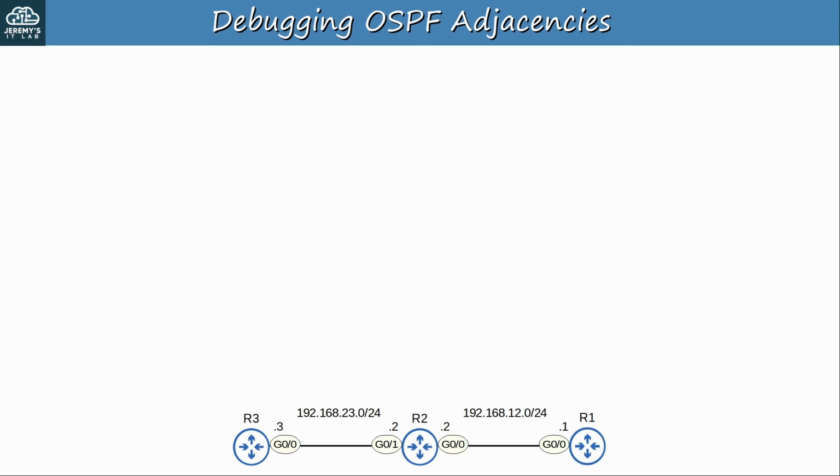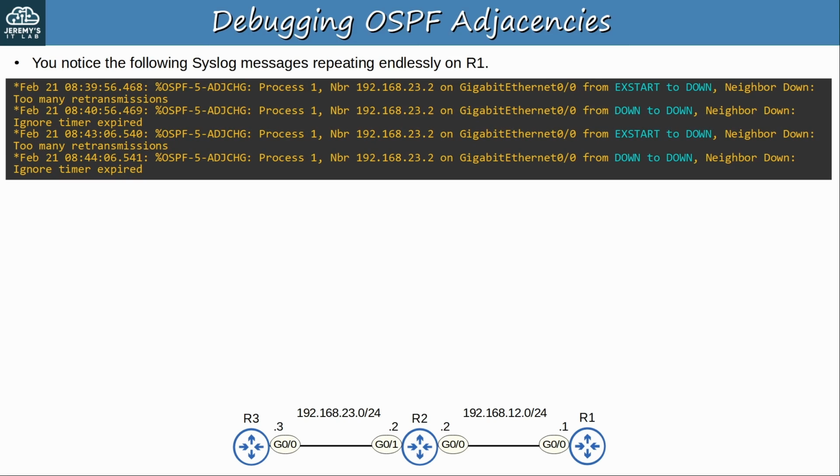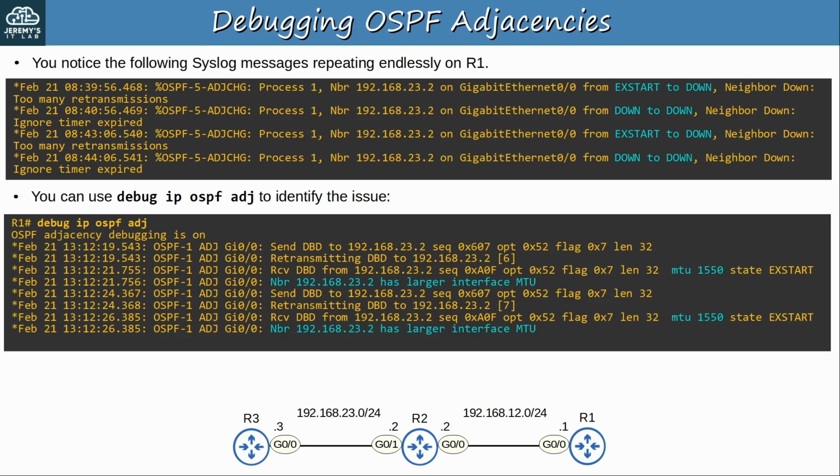Let's look at an example of how debugs can be useful by debugging an OSPF adjacency issue. You notice the following syslog messages repeating endlessly on R1. So it's trying to become OSPF neighbors with R2, but it keeps moving between ExStart and Down. Clearly, something's not working. You can use debug ip ospf adj, that's adjacency, to identify the issue. Here's the output after activating OSPF adjacency debugging. Notice the parts I've highlighted.